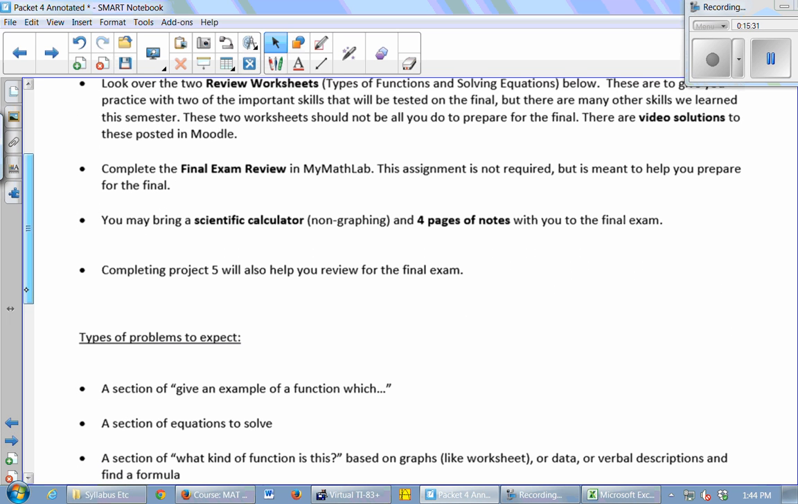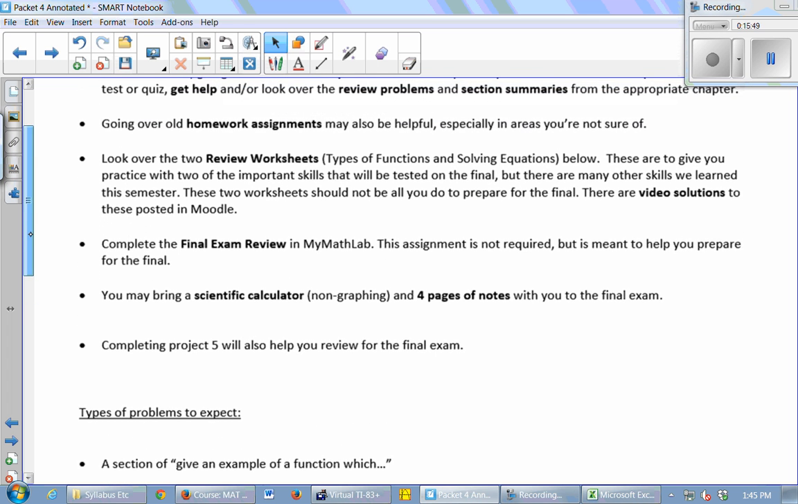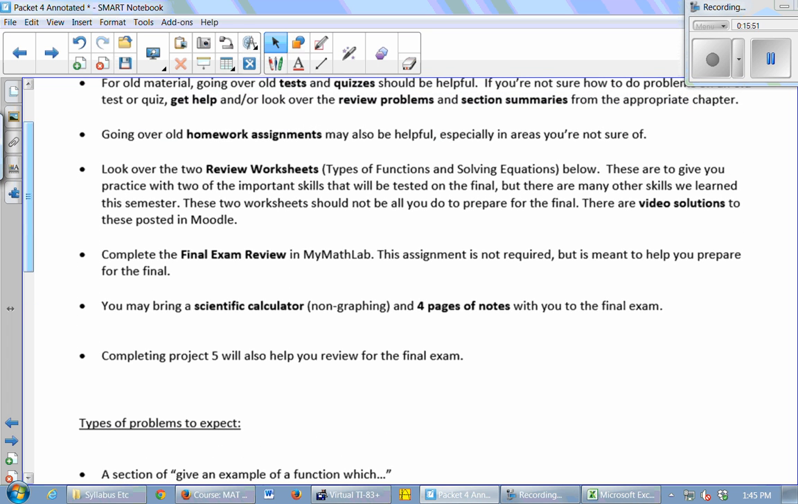You can use a scientific calculator, and like I said last class, I will have a few calculators, but because the whole math department is giving finals, I may not have as many as I usually do. So whatever you can do to bring your own would be really good. You can bring 4 pages of notes with you to the final exam, front and back.